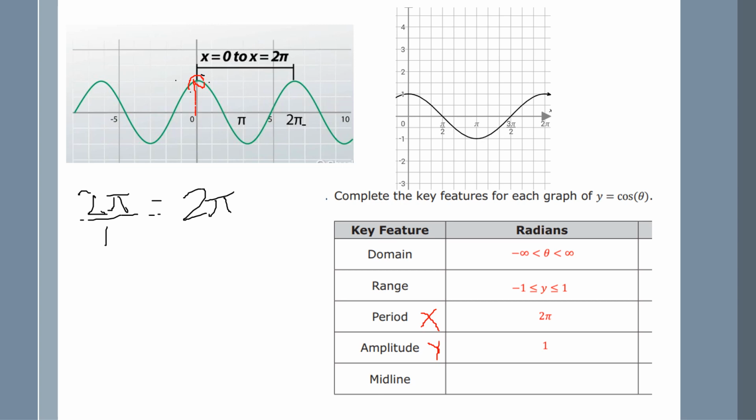The midline is basically saying where you can split it in half. In detail, you see how it's positive 1 here and negative 1 right here. Well, if you draw a halfway line to split that up, it's going to be at 0, because 0 is the halfway split. And that's essentially it.